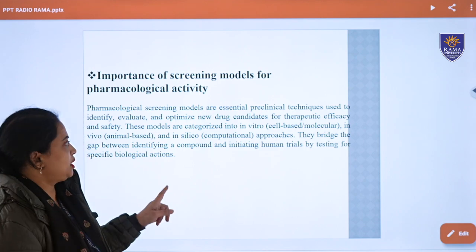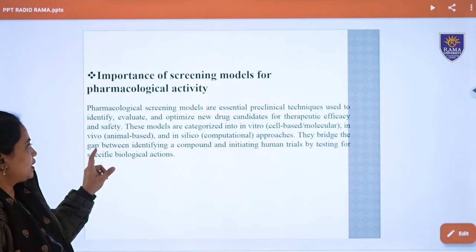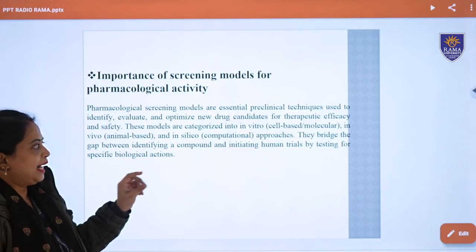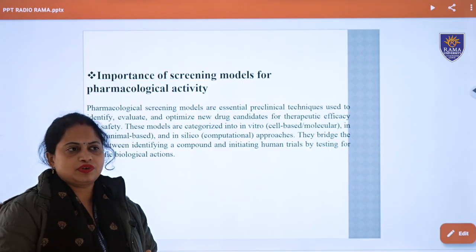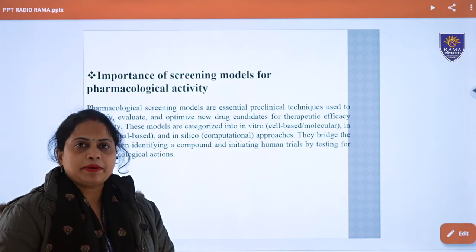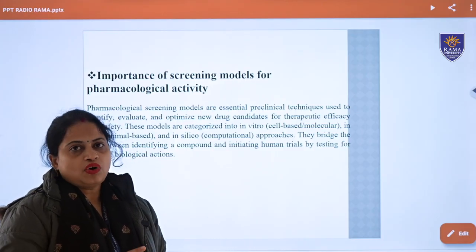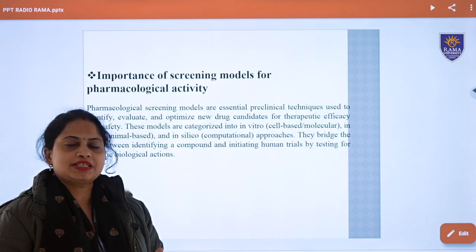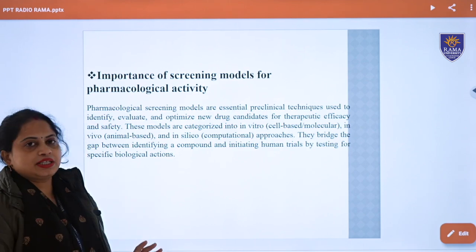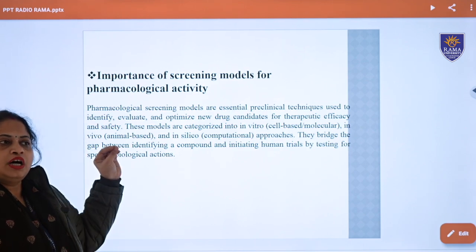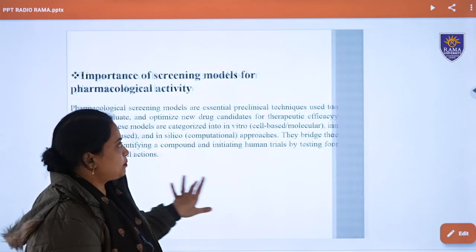Then, through these preclinical testings, they maintain a bridge between identifying a compound and initiating human trials by testing for specific biological action. It means preclinical testing or screening models fill the gap between creating a new compound and the human trials. It is the middle part between these human trials and creating a new compound. So the main aim is to identify and evaluate the safety and efficacy profile of the new drugs.